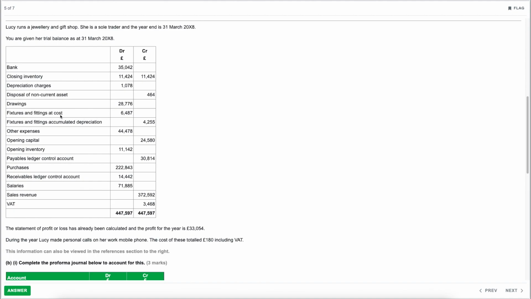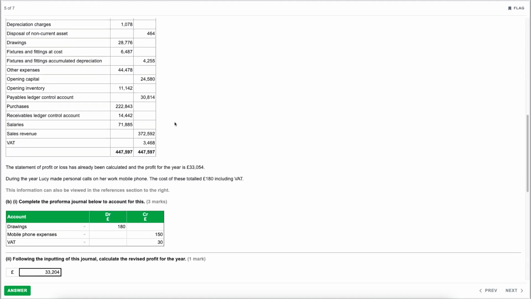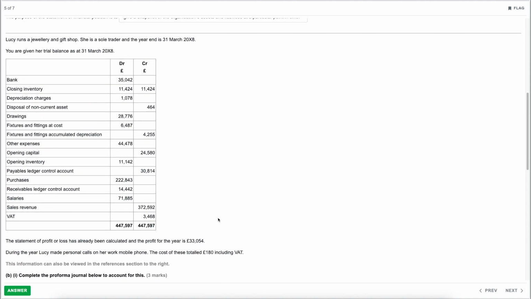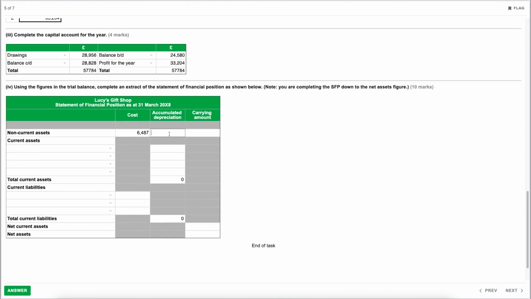So our cost is 6,487 for fixtures and fittings. I can't see any other non-current assets on there, so we can enter that in. So we would have 6,487. Scroll back up, and then we can enter in our depreciation, 4,255. And from there, we can calculate the carrying amount, which would just be the cost less accumulated depreciation, which gives us a carrying amount of 2,232.